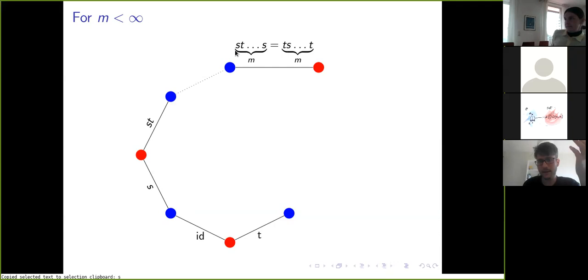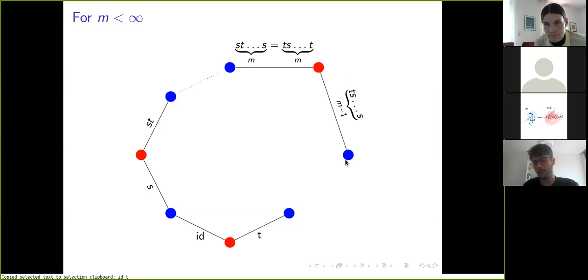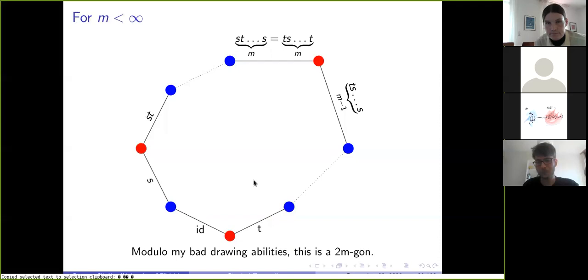At that point, you notice that there's this red face here. So we have to glue the element obtained by multiplying this with T from the right. But thanks to the braid relation, this T will cancel out, so you'll get something smaller, and then we have no choice. We have to multiply it by S, because it's a blue face. So you just keep doing this until you come back. Modulo my bad drawing abilities, this is actually a 2M-gon.